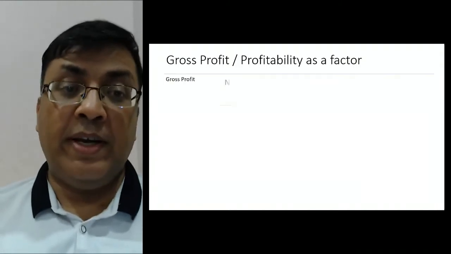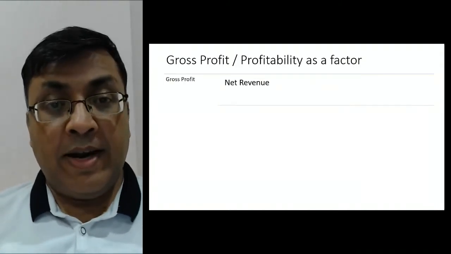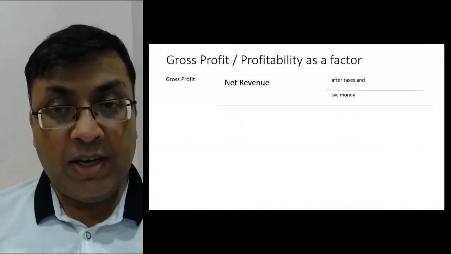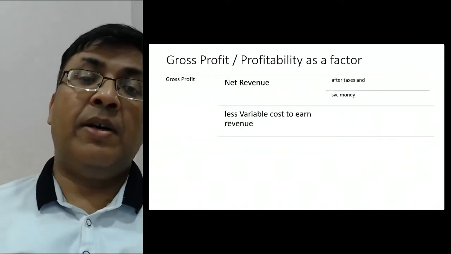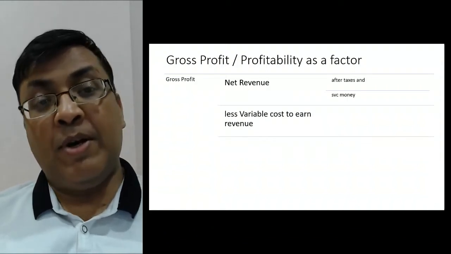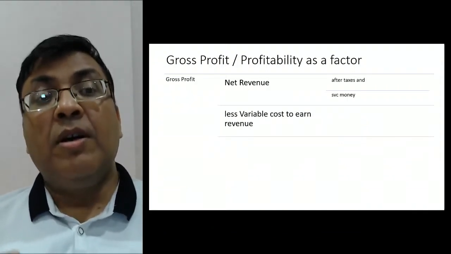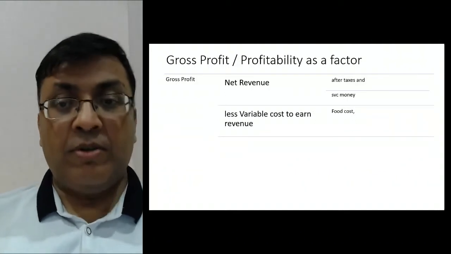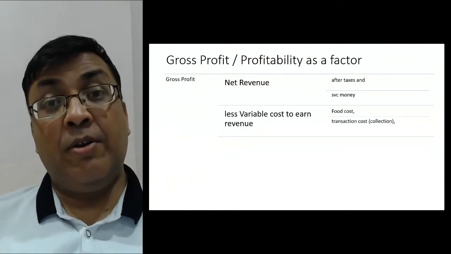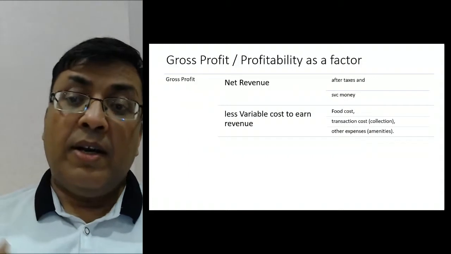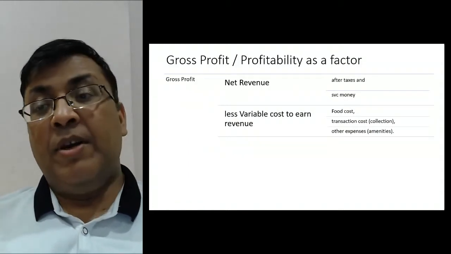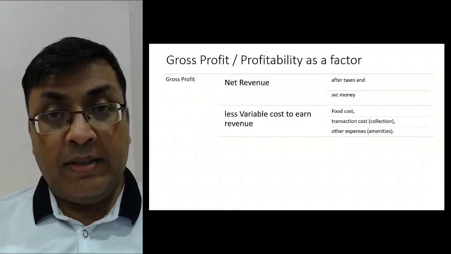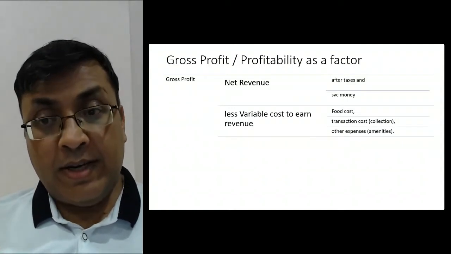The gross profit is the net revenue, excluding tax and service charge, minus the variable cost to earn that particular revenue. So that becomes the gross profit. The variable cost may include food cost, your operational cost, your collection cost, and amenities that you are providing, such as napkins, flowers, or other things that you are providing in the restaurant.